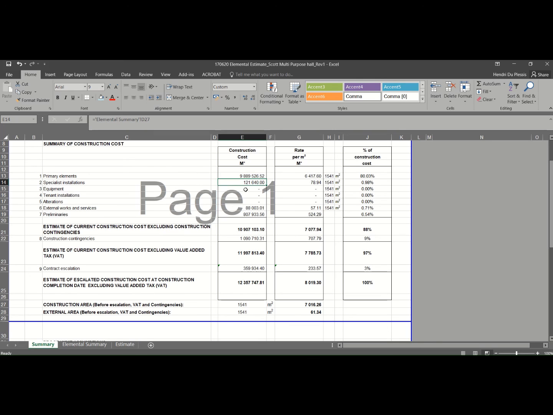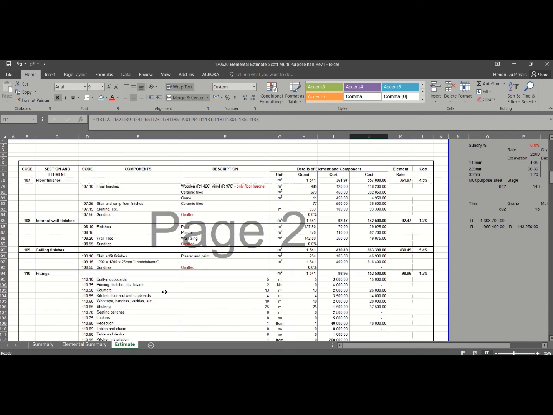And then the special installations, in this instance equipment wasn't included. It was deemed that the client would provide that. Same with the tenant installations, no alterations, but it was a new building. And also then the external works were also added to this, and then the preliminaries that you calculate here on your summary page.